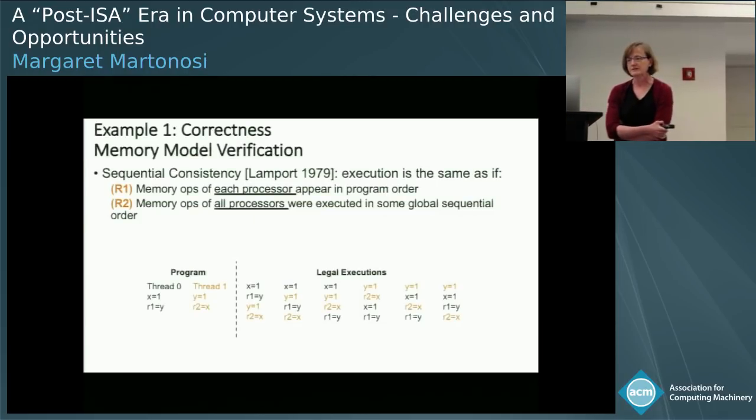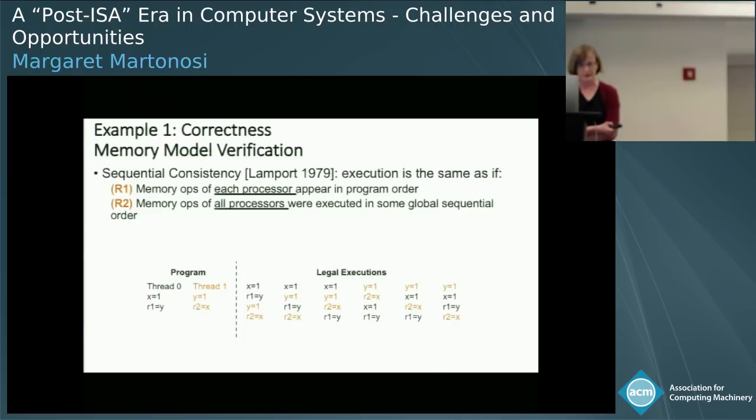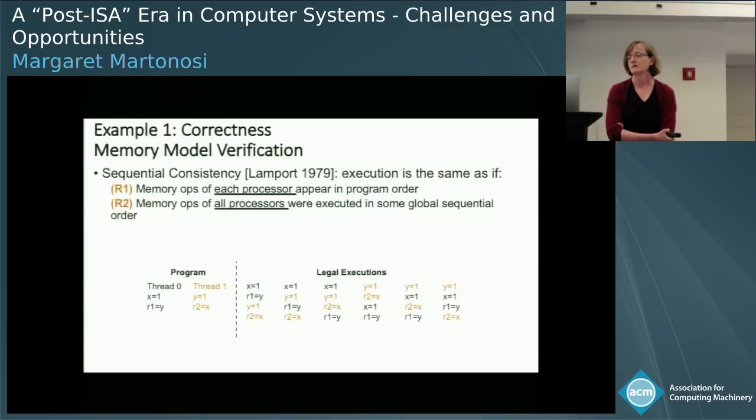So here we go. A lot of you know the basics of this, but I will give it just for breadth. Correctness is the issue that we're studying here, and memory model verification is the specific of it. And as many of you have learned in class, sequential consistency is where this begins. So Lamport defined these two rules for concurrent execution. You're sequentially consistent if the memory operations of each processor look as if they happened in program order, and if the memory operations across processors of all processors look as if they could all agree on some global sequential order.